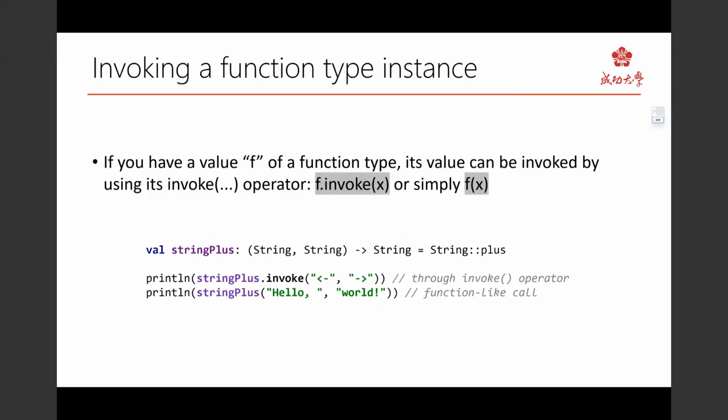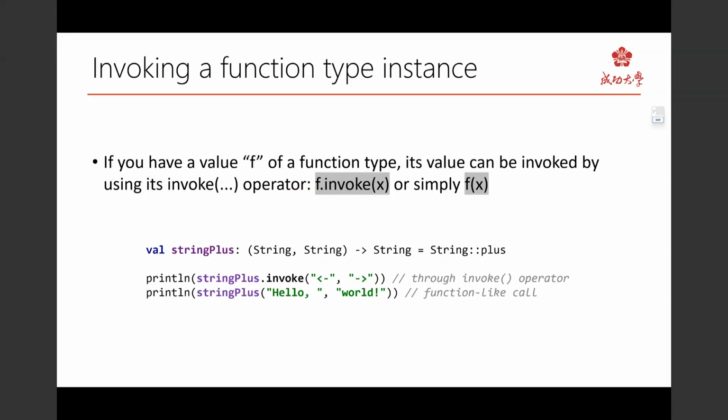So how do we put a function inside this variable? It's very simple. We simply use the assignment operator over here. Basically what this statement means is we are going to save the reference to a function into this variable, and the function whose reference we're going to save in this variable is the plus function defined inside the String class.